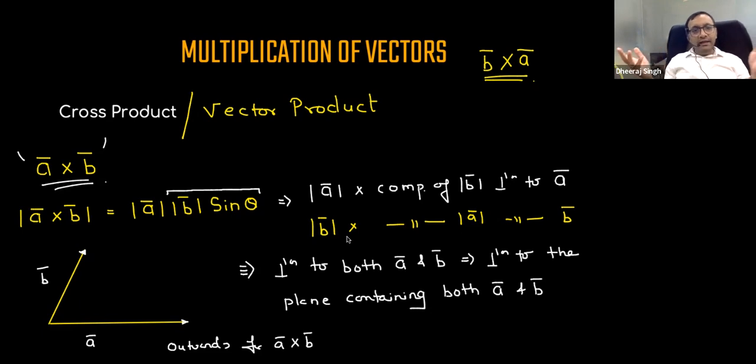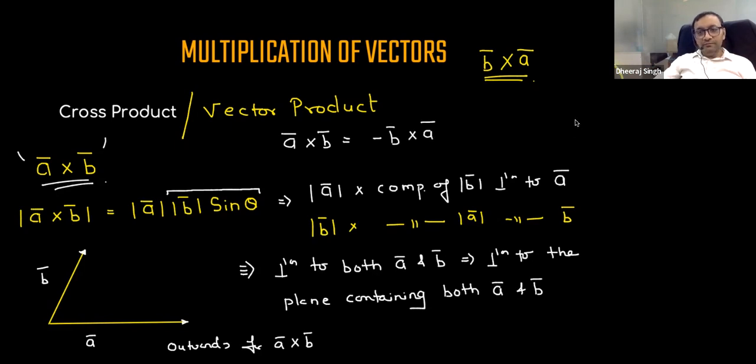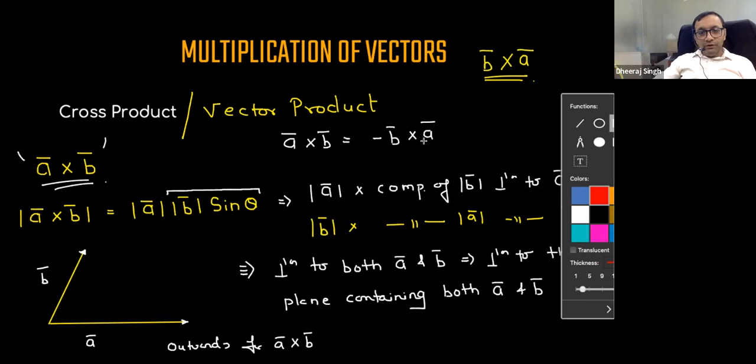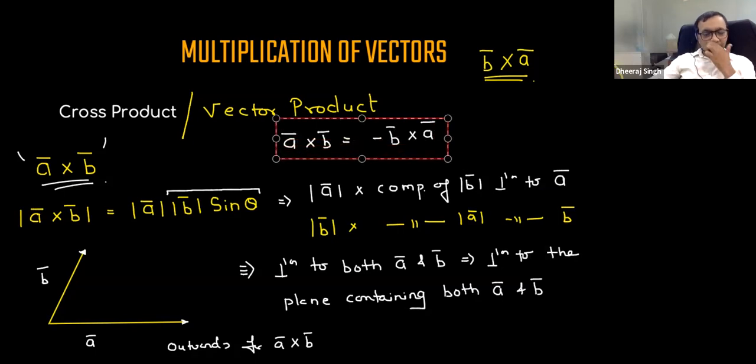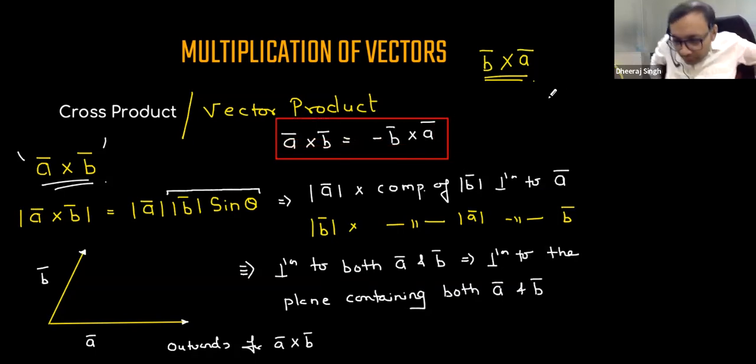Now, do you all agree that A cross B and B cross A are in opposite directions, right? And they're equal in magnitude. So can I say that A cross B is equal to minus of B cross A? Equal and opposite vectors. Type in. Can I explain outer inward? Listen to it, I'll take one example and explain. But right now you write down whatever is written.